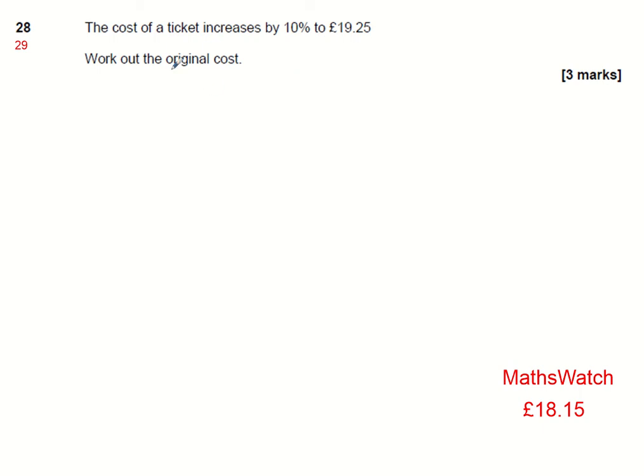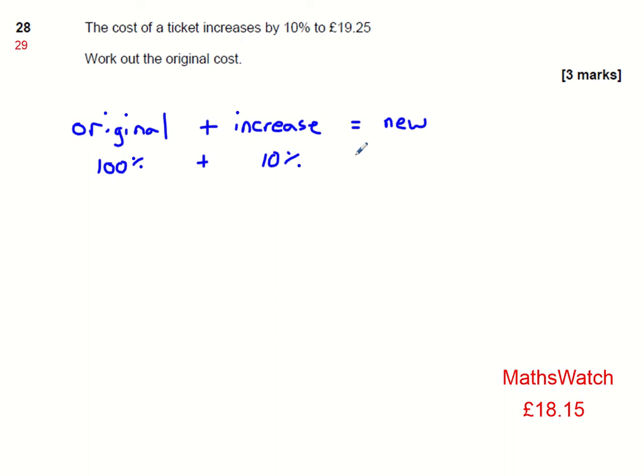So let's have a look at how this new ticket price was calculated to begin with. Someone took an original cost. They then added on some sort of increase to that cost. And once they'd done that calculation, they ended up with a new price. In percentages, the original is always 100%. For our question, we're told that the increase is by 10%, which means the new price is 110% of the original price.